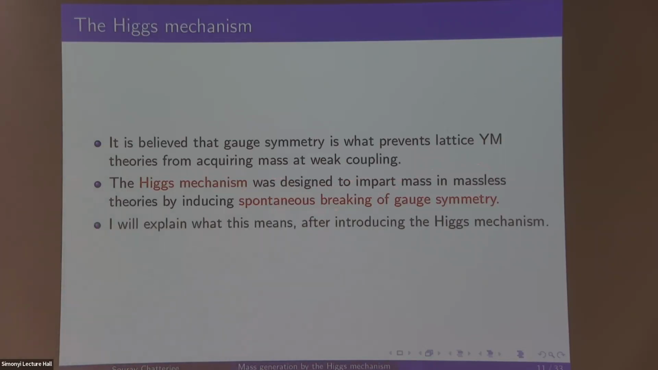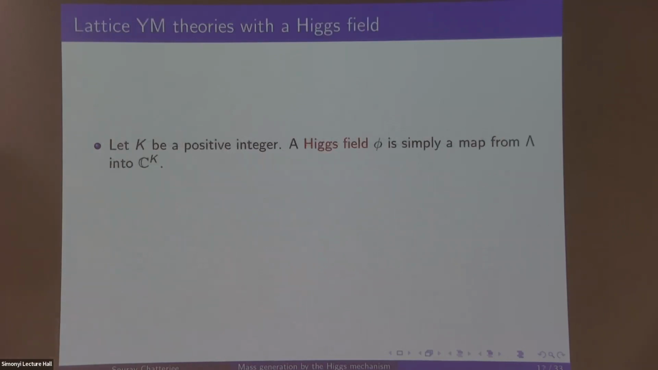It was in the early 60s when Higgs introduced the Higgs mechanism. At that time, people were very interested in the electroweak theory, the Weinberg-Salam electroweak theory, and the theory of the weak force. It wasn't clear how these gauge bosons were acquiring mass, and various people proposed various things. One of the things suggested by Higgs is the Higgs mechanism, which preserves gauge symmetry and yet introduces mass at weak coupling.